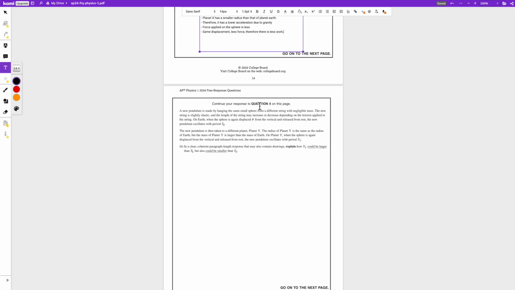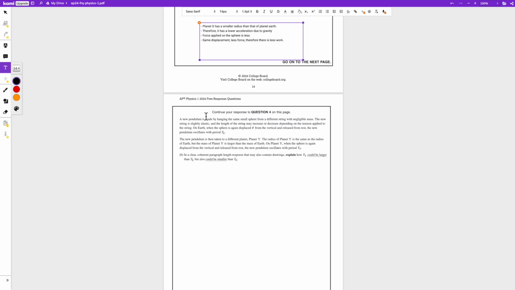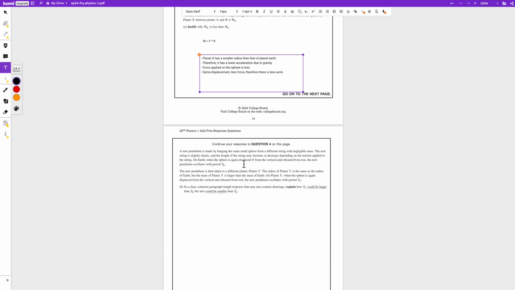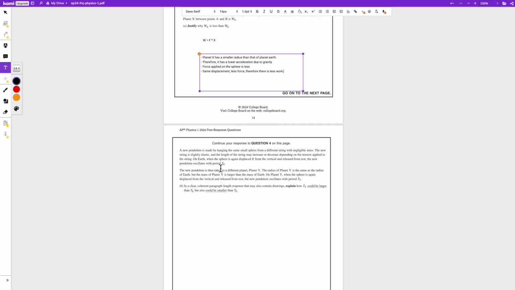Next up on to 4B. A new pendulum is made by hanging the same small sphere from a different string with negligible mass. But the new string is elastic, and the length of the string might increase depending on the tension. On Earth, it's displaced from theta, and it oscillates with period TE, and it's taken to a new planet, Y. The radius of planet Y is the same as Earth, but the mass of planet Y is larger. On planet Y, the sphere is again displaced and released from rest, and it oscillates with this period.